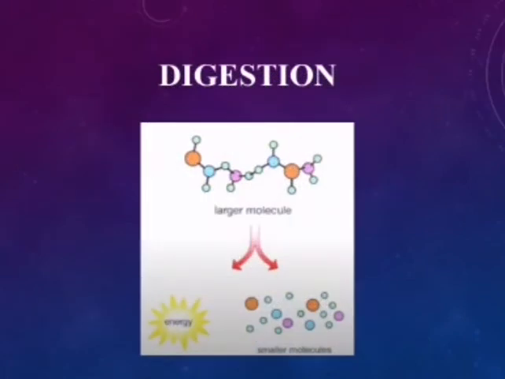Then digestion. What is digestion? The components of food such as carbohydrate are complex substances. The complex substances cannot be utilized as such. So the complex substances are broken down into simple substances. The breakdown of complex components of food into simpler substances is called digestion.